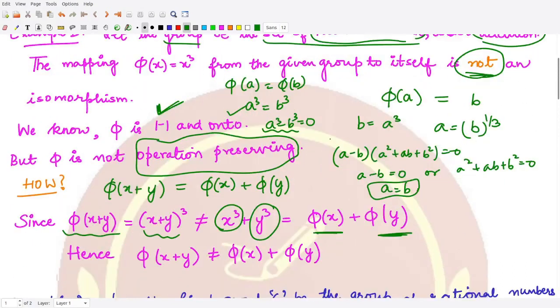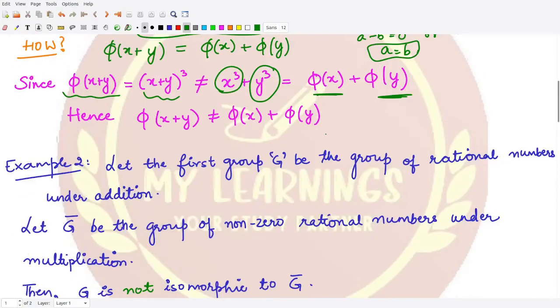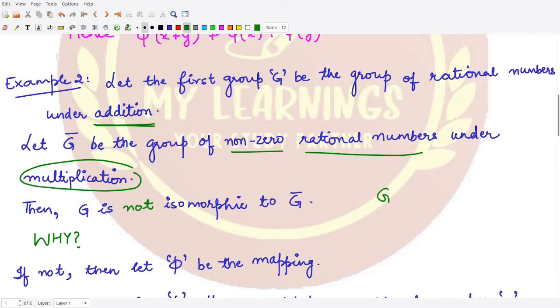Moving forward to our next example. Here we consider the first group as the group of rational numbers under the operation of addition, and we consider the second group as the non-zero rational numbers with the operation of multiplication, right? With this we say G is not isomorphic to G bar. Why is this so? Let's see why.